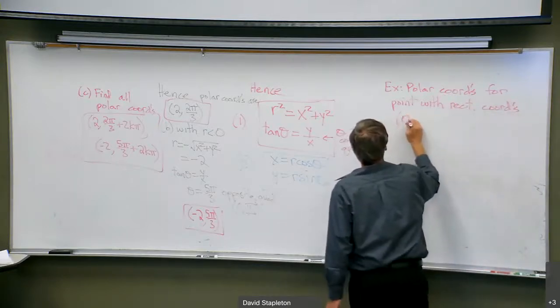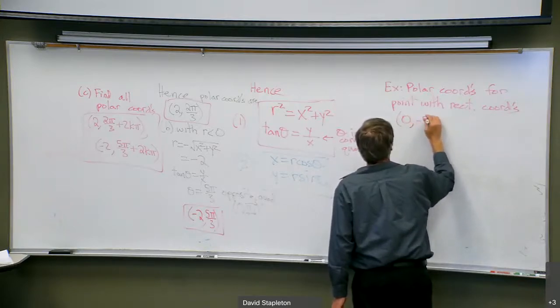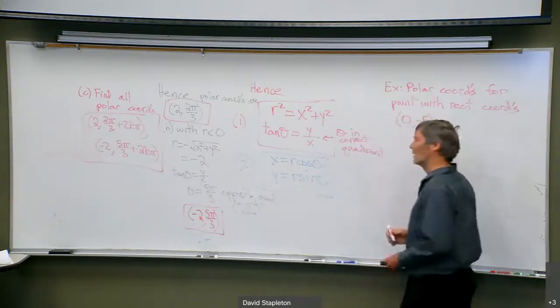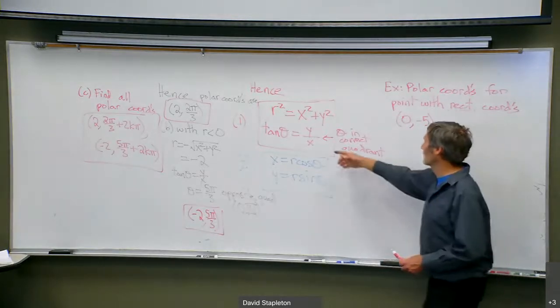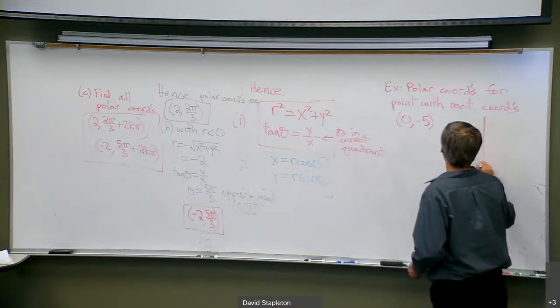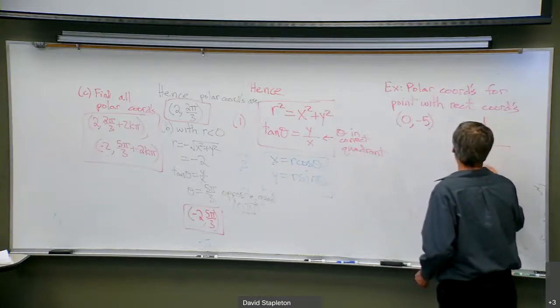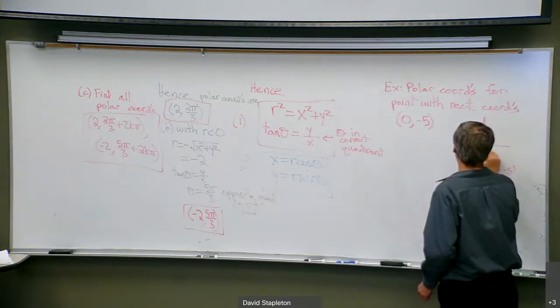0, -5. This one, you don't use equations. You don't need them. You can start that way if you want, but it's easier just to visualize in your mind. This goes down here to x equals 0, y equals -5.